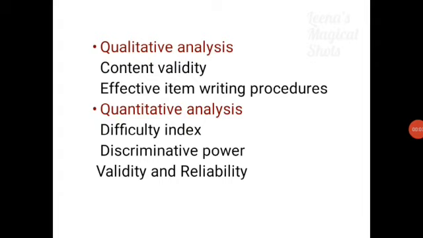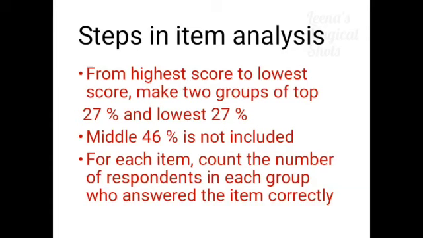Qualitative analysis includes the consideration of content validity and the valuation of items in terms of effective item writing procedures. Quantitative analysis includes the measurement of difficulty index, discriminative power, validity and reliability. Now, let's discuss the steps in item analysis.